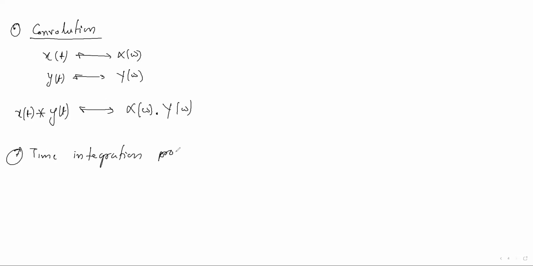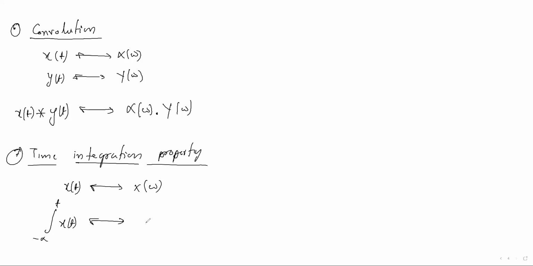Integration property. What is this integration property? If the Fourier transform of x of t is X of omega, then if you take the integration of x of t from minus infinity to t, the Fourier transform will be 1 by j omega times X of omega plus pi X of 0 delta of omega.